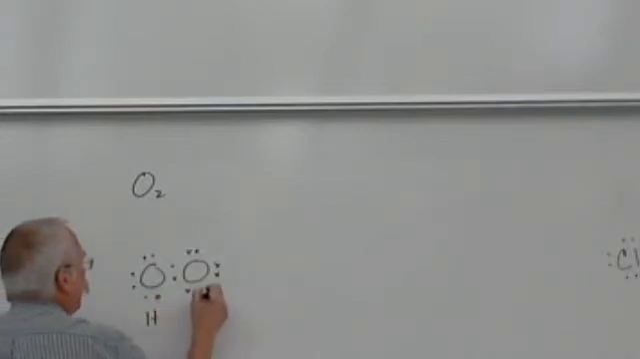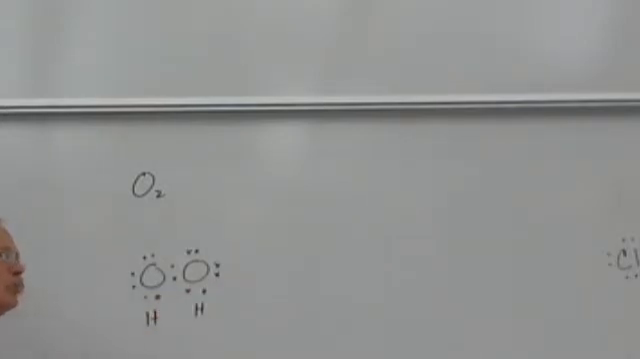Now, how can I fix that? Oh, here's an easy way. I'll bring in some hydrogens. They each have 1. Ta-da! Do the oxygens have octets now? Is this a good molecule? Yes, it certainly is. It should exist. It does. It's called hydrogen peroxide. But is it O2? No.